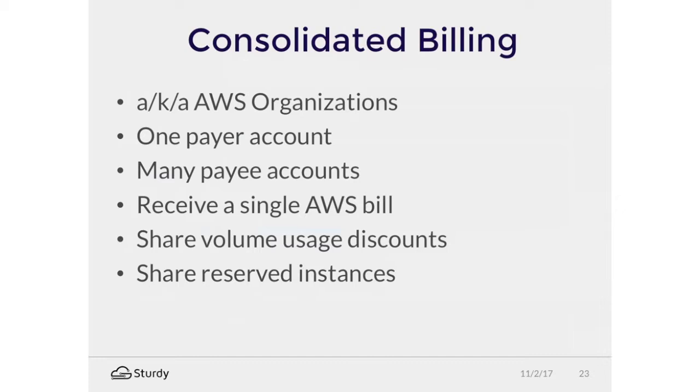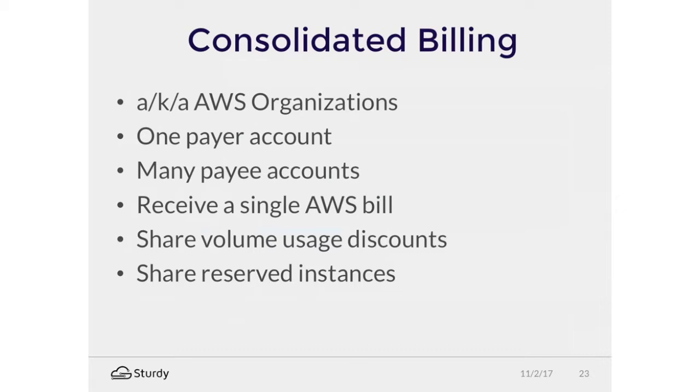One of the easiest things you can do is make sure you're using consolidated billing. It's also known now as AWS Organizations. This is where you have multiple accounts billed to a single payer account. If you today are operating under, say, 4 different AWS accounts, maybe for dev versus production, or maybe for different business units, you should definitely get them under one payer. In addition to being more convenient from a billing point of view, you get to share volume discounts.